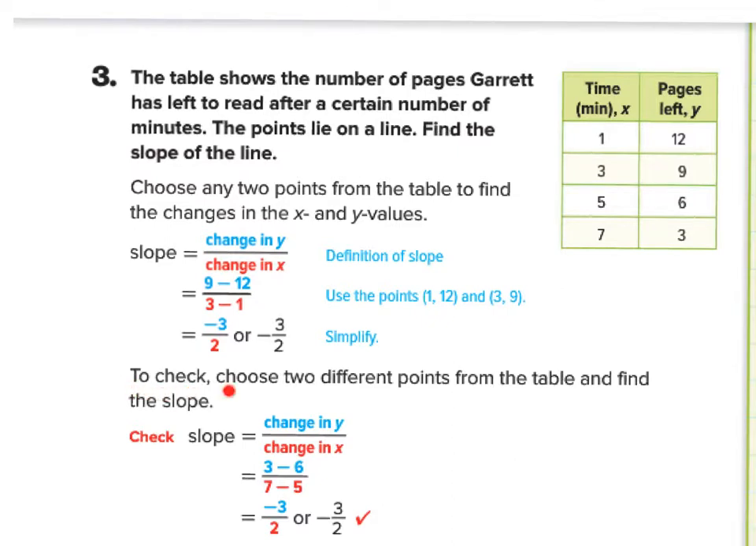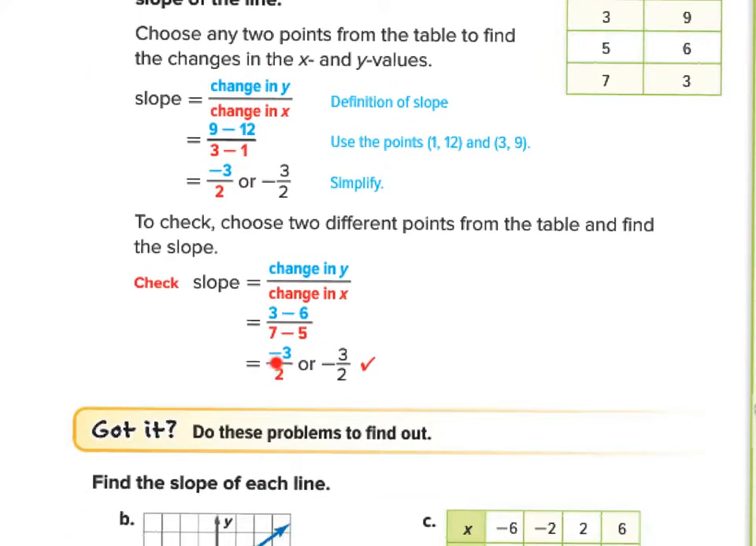To check, choose 2 different points on the table and find the slope. So again, we can choose any other 2 points. So now this time we're going to do the bottom. We're going to do 3 minus 6 and 5 minus 3, as you can see there. And we still get a negative number. Okay, negative. So it works. It's still a linear expression. So let's check here now.